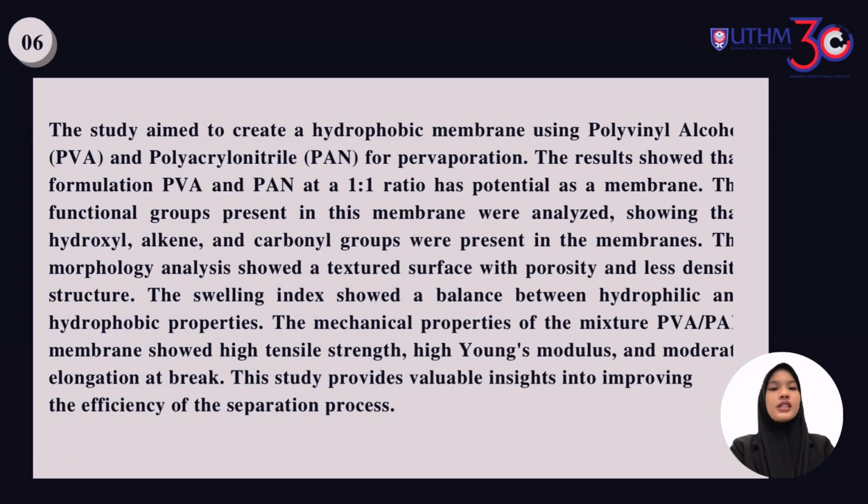So for the conclusion, the aim of this study was to create a hydrophobic membrane using polyvinyl alcohol and polyacrylonitrile for pervaporation. The results show that the formulation of PVA and PAN at 1:1 has potential as a membrane. The functional groups present in this membrane were analyzed, showing that hydroxyl, alkene, and carbonyl groups were present. The morphology analysis shows a textured surface with porosity and a less dense structure.